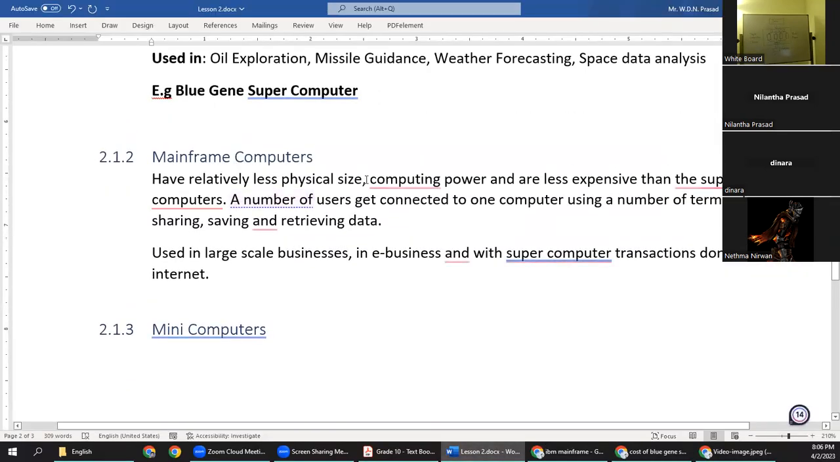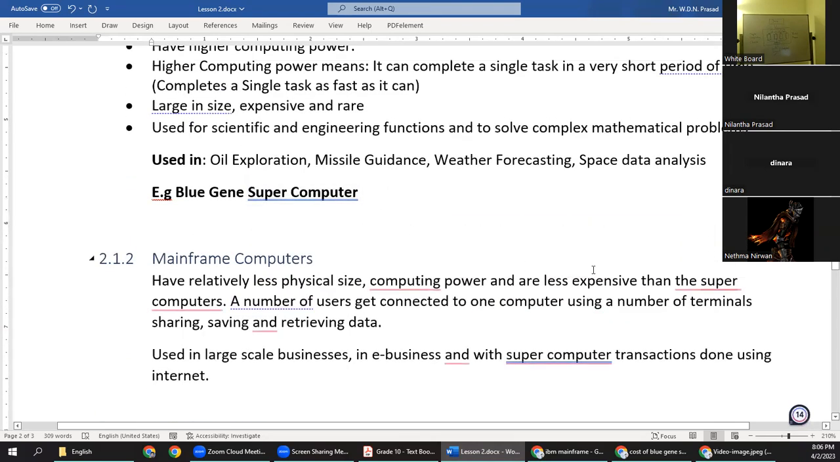Yes, it has a relatively less physical size. Less computing power compared to the supercomputer and less space.